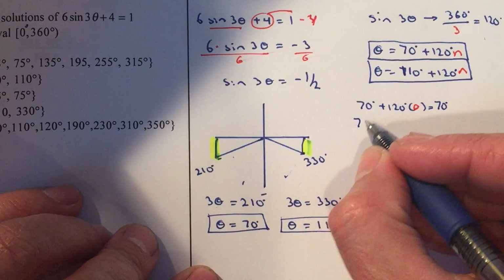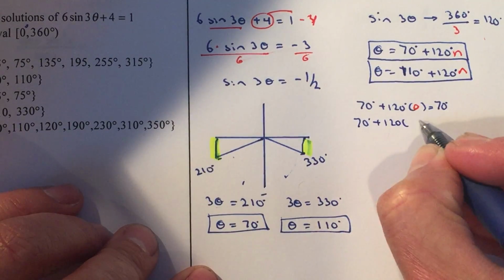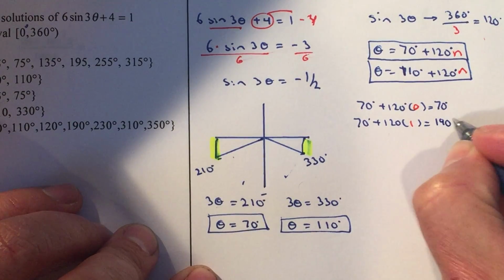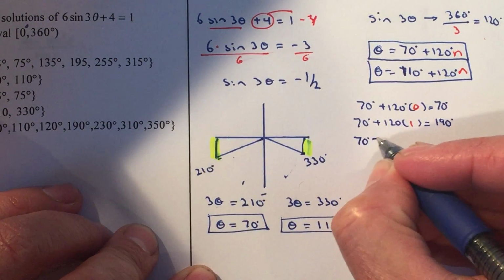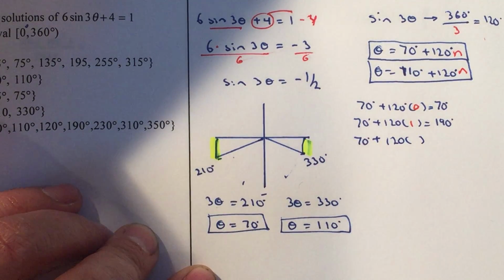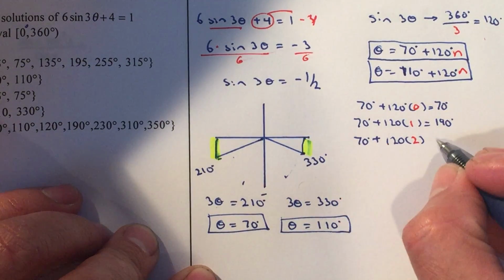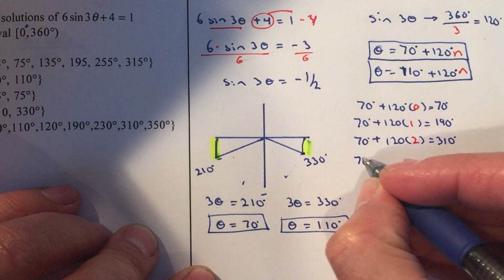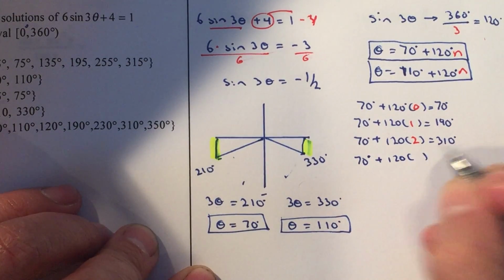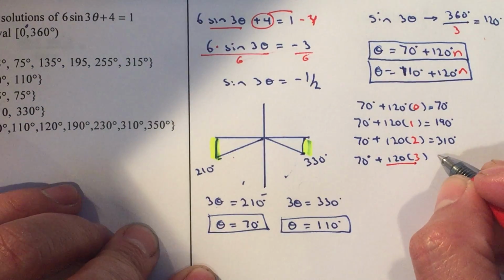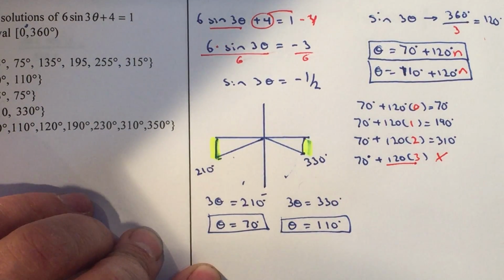And now plug in a 1. That'll be 120 degrees plus 70, which is 190 degrees. Then plug in a 2. Remember, we want all the values between 0 and 360. So we are within 360. Plug in a 2. That'll be 240 plus 70, which is 310 degrees. Now 70 degrees plus 120, and we're going to plug in a 3. Once we plug in a 3, this is 360, it's going to go over. So we don't need to include this solution.